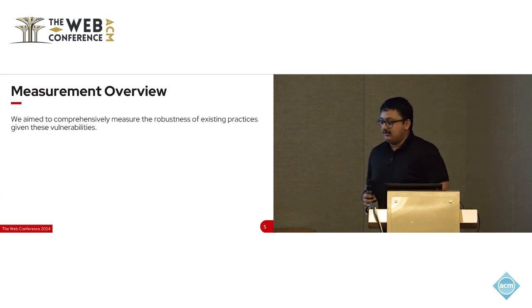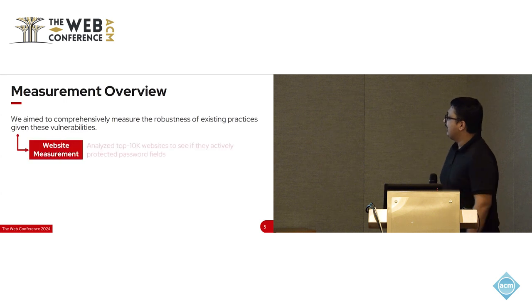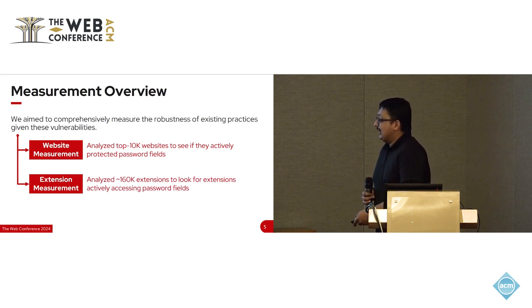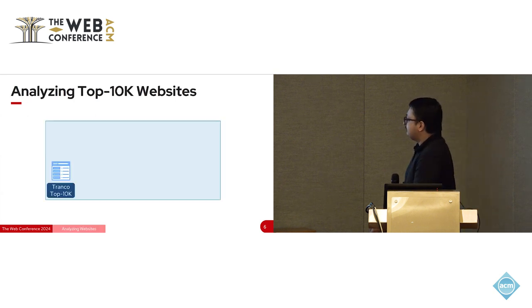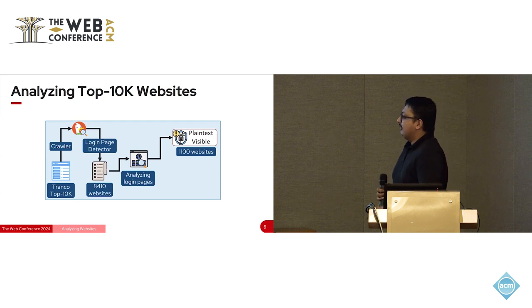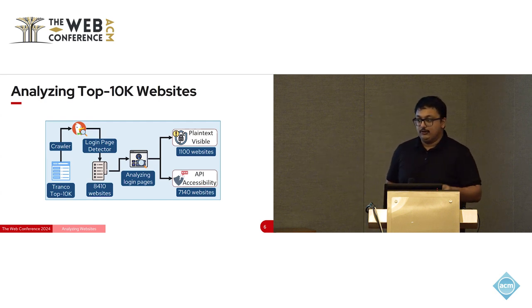So to further understand the landscape of existing practices given these vulnerabilities, we perform two measurements. First, we look at websites to see if they're actively protecting these password fields. And then we look at extensions to see if they are actually exploiting these vulnerabilities and performing unauthorized access to these password fields. So when we analyzed the top 10,000 websites, we created a login page detector. We got around 8,000 websites. And when we analyzed the login pages, we found that 1,100 websites had the password that the user entered visible in plain text in their source code. And further, we found that almost all other websites had the password field's value easily accessible using some JS API, like dot value, dot text content, something like that.